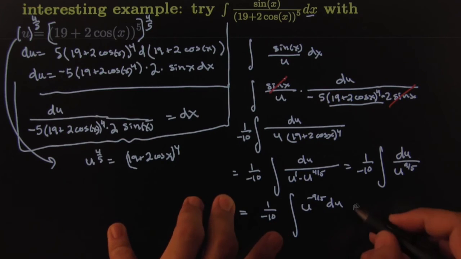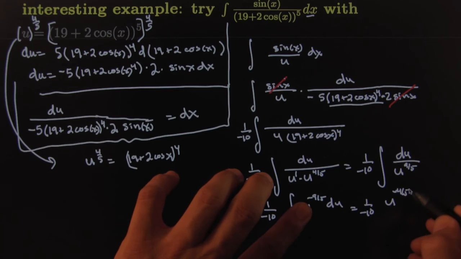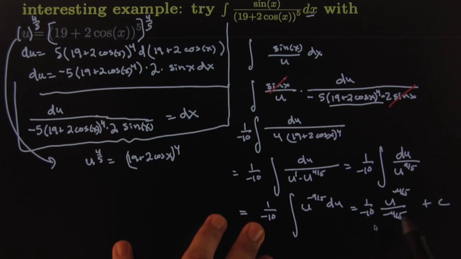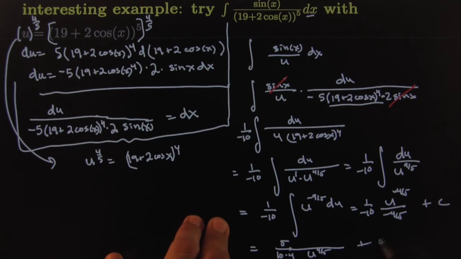And then that's a piece of cake. That's a basic integral. 1/-10 u, I add 1 to the power, that becomes -4/5, and I divide by the new power, -4/5, plus a constant, and I clean that up. It's customary to answer the question with the same kind of variables that it was asked, so we can clean that up. I think I can swing that over to the top. That becomes 5/10 times 4, because the negatives cancel, and then u to the 4/5 on the bottom, plus a constant.